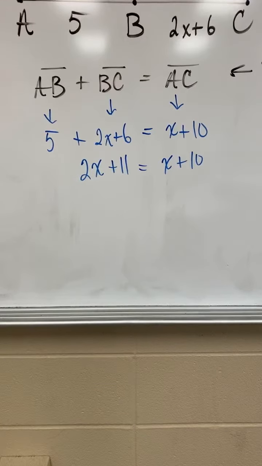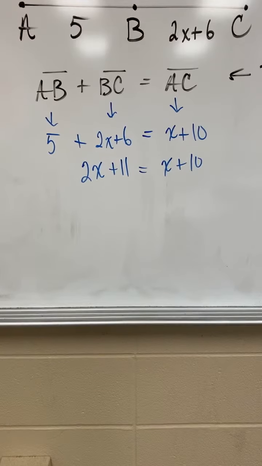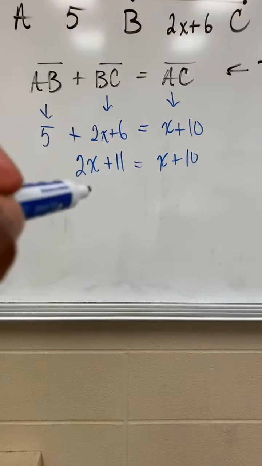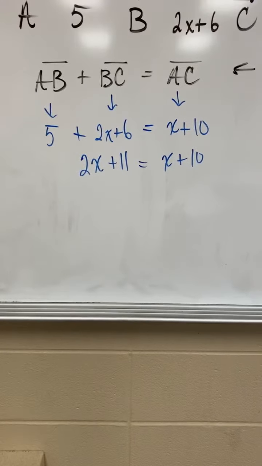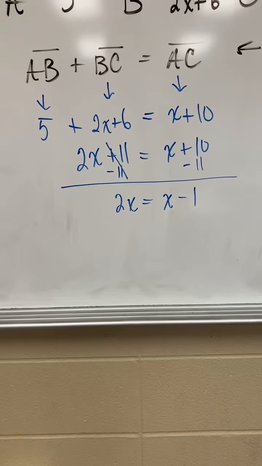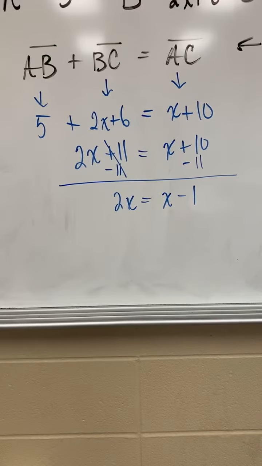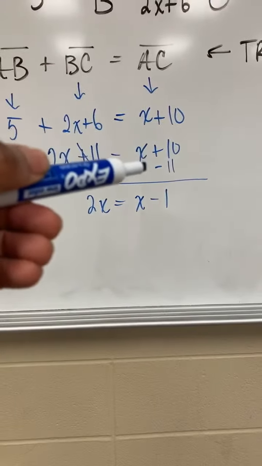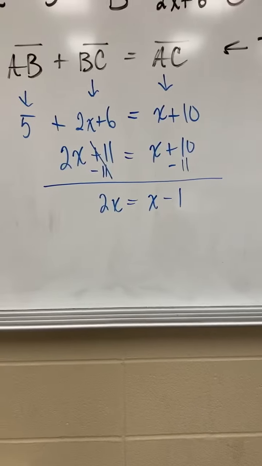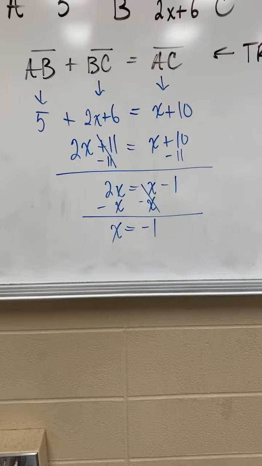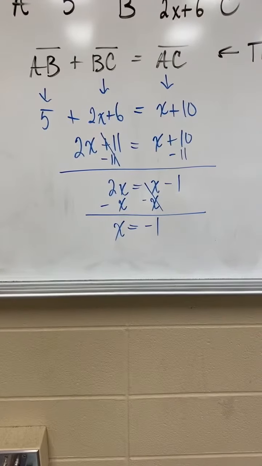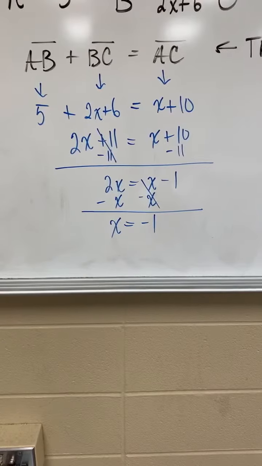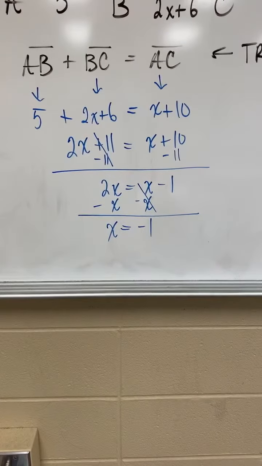All right, so now I have 2x plus 11 is equal to x plus 10. All I did was combine like terms over here. I added the 5 and 6 to get an 11. All right, now I subtract 11 on both sides. Now I have 2x is equal to x minus 1, because remember, over here, 10 minus 11 is negative 1. All right, now I subtract x on both sides. And 2x minus x is equal to x. And now I have x is equal to negative 1. So x is equal to negative 1 now.